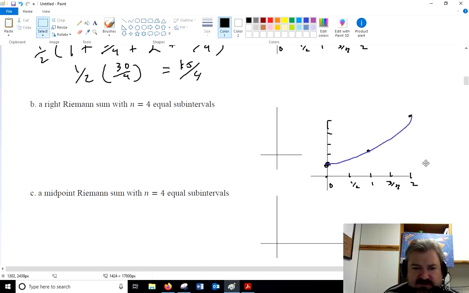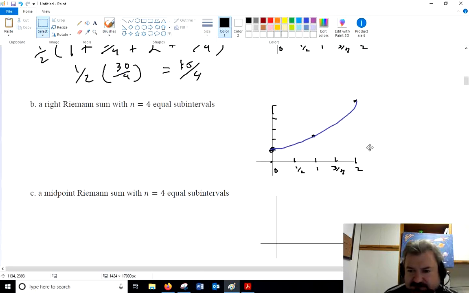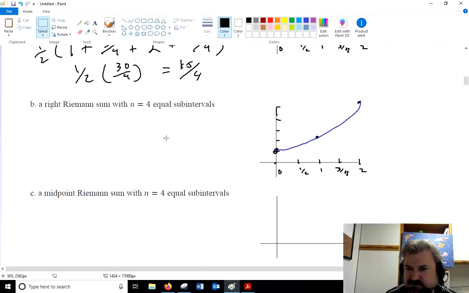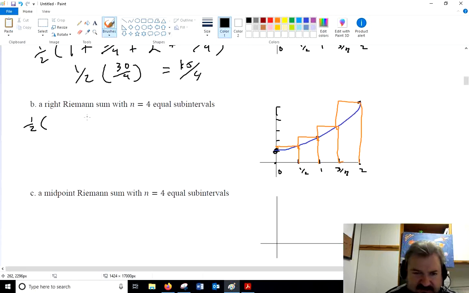All right, let's do a right Riemann sum. Okay, so a right Riemann sum of 4 equal subintervals means I have to come up to the curve and go like this. So that's going to be 1/2. And I won't factor out this sign just to show that I don't have to, but I can, times f of 1/2.